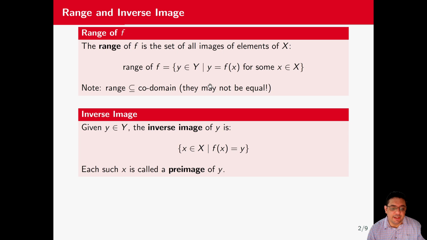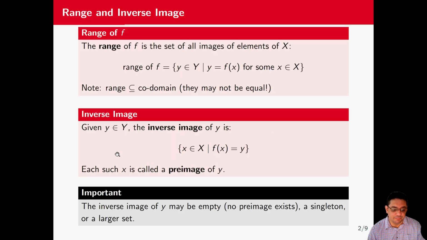Now we can also define the inverse image. So given a y that belongs to the codomain, the inverse image is going to be the x so that f of x equals y. Each x in this way is called the preimage of y. Now, it's very important to know that the inverse image of y might be empty, where we don't have a preimage, or it can be a single element, or even a larger set.